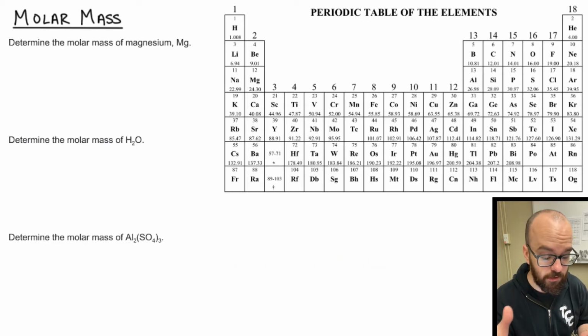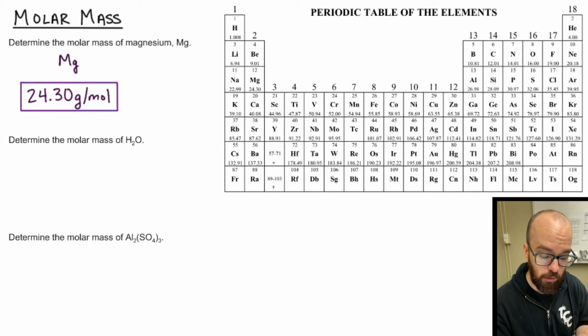Our first example says determine the molar mass of magnesium. All I need to do if I've got one single element is look up that element on the periodic table. And above magnesium I see 12. That just means that magnesium has 12 protons. But the number I'm interested in is below magnesium, 24.30. That means that there's 24.30 grams of substance in a mole of magnesium. And so for this, that's all I really need to know. 24.30 grams of substance per 1 mole of magnesium. So in other words, if I had 6.022 times 10 to the 23rd atoms of magnesium, how much mass would that be? That would be 24.30 grams.